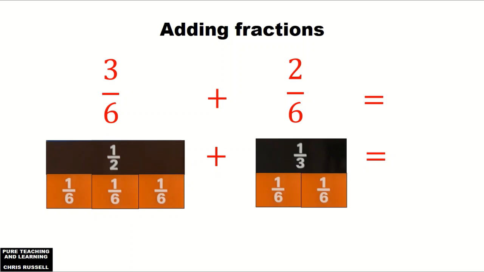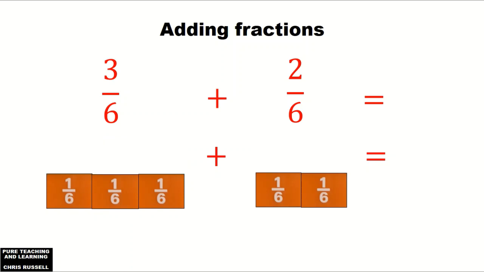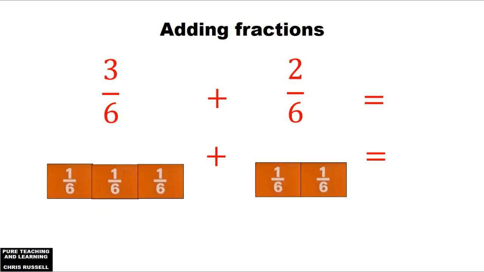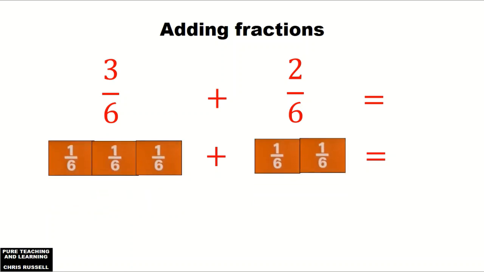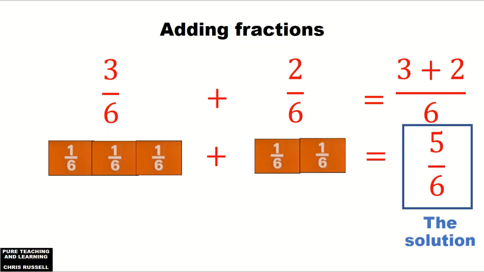Now what we have to do is add them. So as you can see below, we have 5 lots of 1/6. And now what we can do is go 3 add 2, so we add the numerators, and therefore we end up with 5/6. And that's our solution.